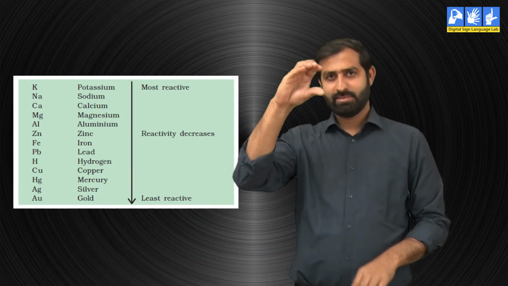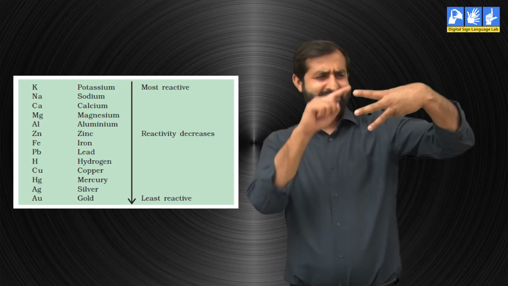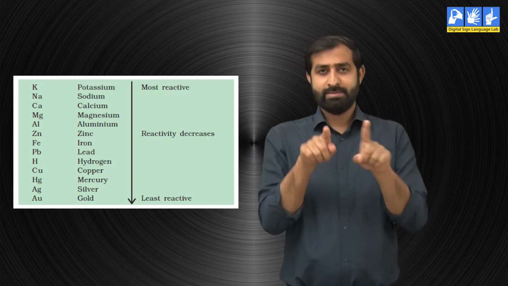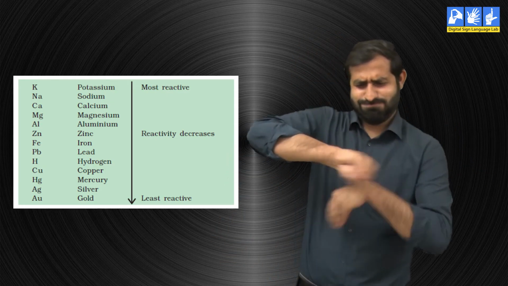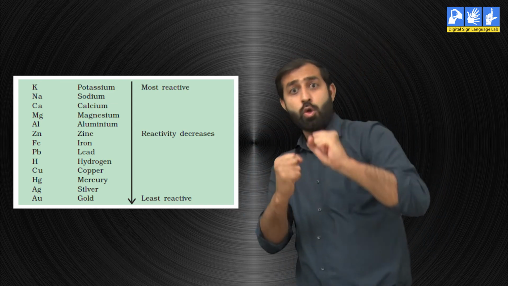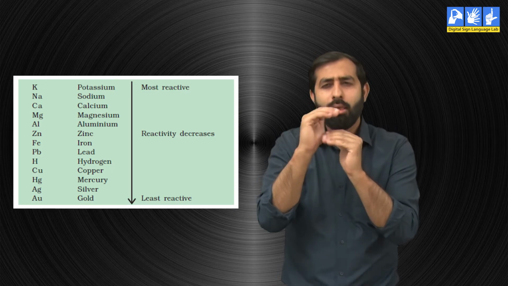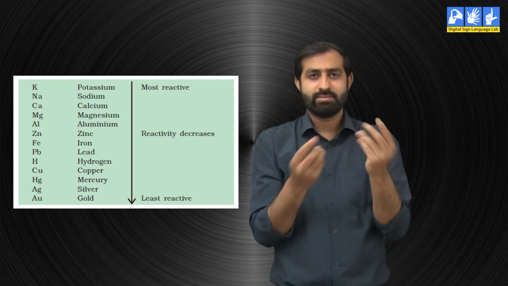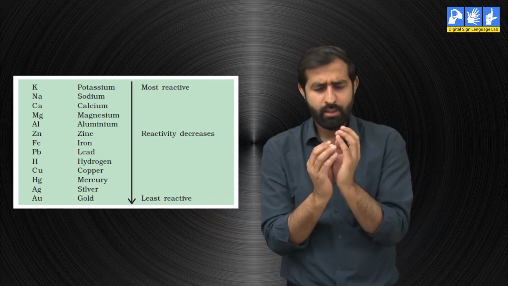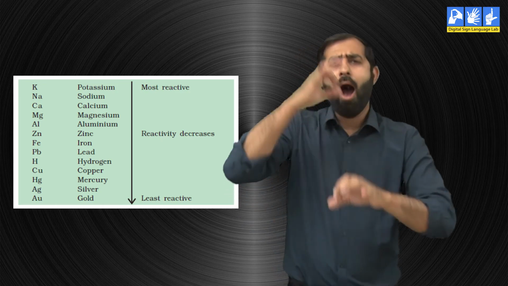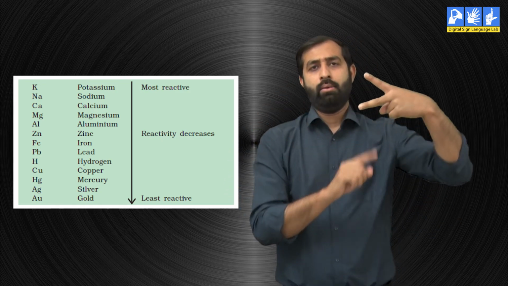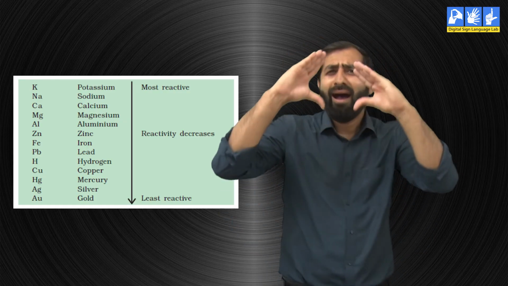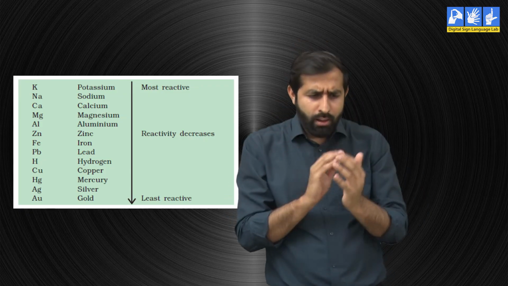Did you see the table? It is the reactivity series. Let me tell you about this. Here we see the range of metals from most reactive to least reactive. In the beginning of this list are the metals which are most reactive. The metals in the middle section of the list are less reactive as compared to the above metals. And the metals listed at the end of the table are the least reactive metals.